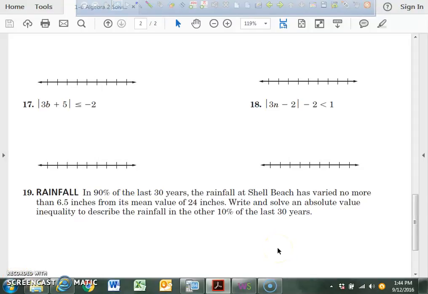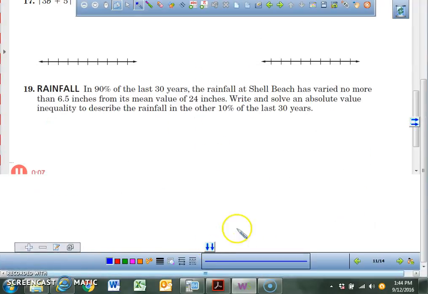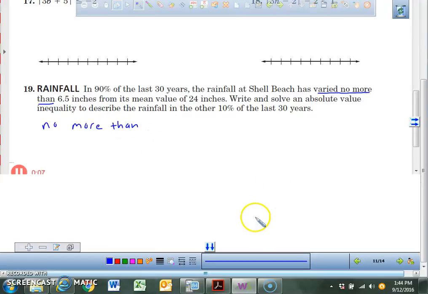So we have a couple of word problems we're going to sort through. All right? In order to sort through these, we need to read them carefully and try to figure out what they're saying. It says, in 90% of the last 30 years, the rainfall at Shell Beach has varied no more than 6.5 inches. Think about what no more than means. So which inequality do you think best fits no more than?